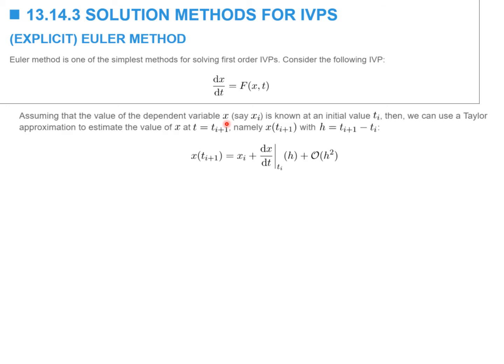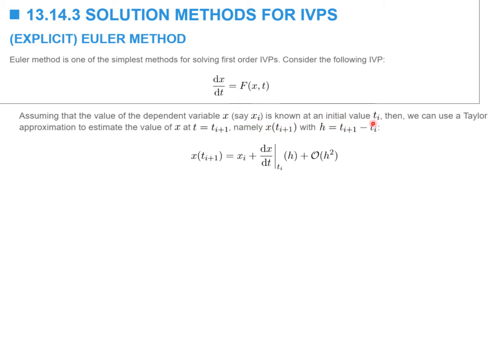If I know the value of the function x that I'm trying to find, a particular value, let's call it xi, at a particular value of time, let's call it ti, as we mentioned previously, usually initial value problems are described by rates of functions with respect to time. So it's okay for us to assume that t represents time.